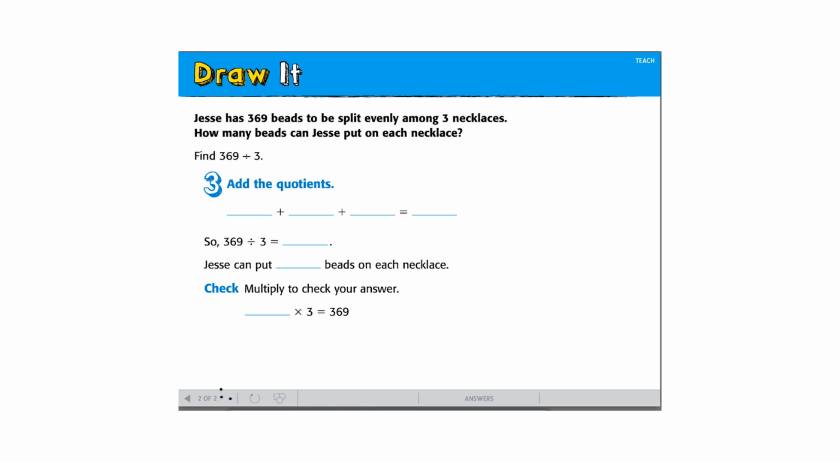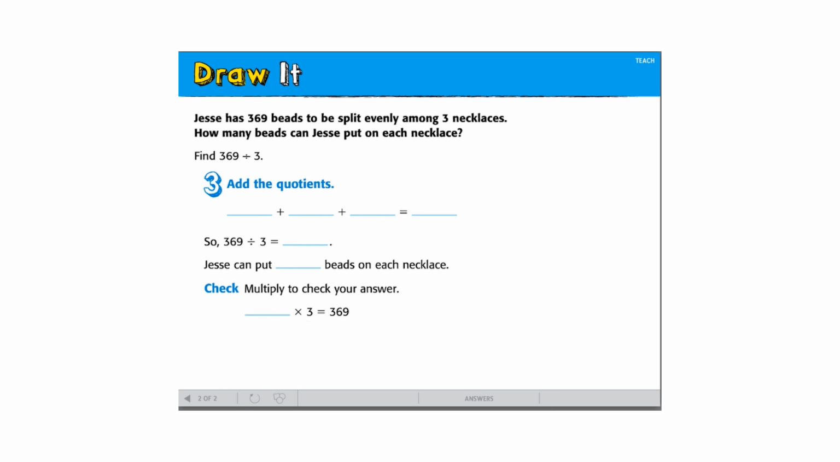Okay, so if we add up all of those parts, we have 100 plus 20 plus 3, which gives you a total of 123. So Jessie can put 123 beads on each necklace. And if you multiply 123 by 3, then you should get 369. That is a really quick way to check your division answer. You multiply the divisor, which is the number on the outside, by the quotient, which is the answer, and that should give you the dividend, which is the number underneath the bar.